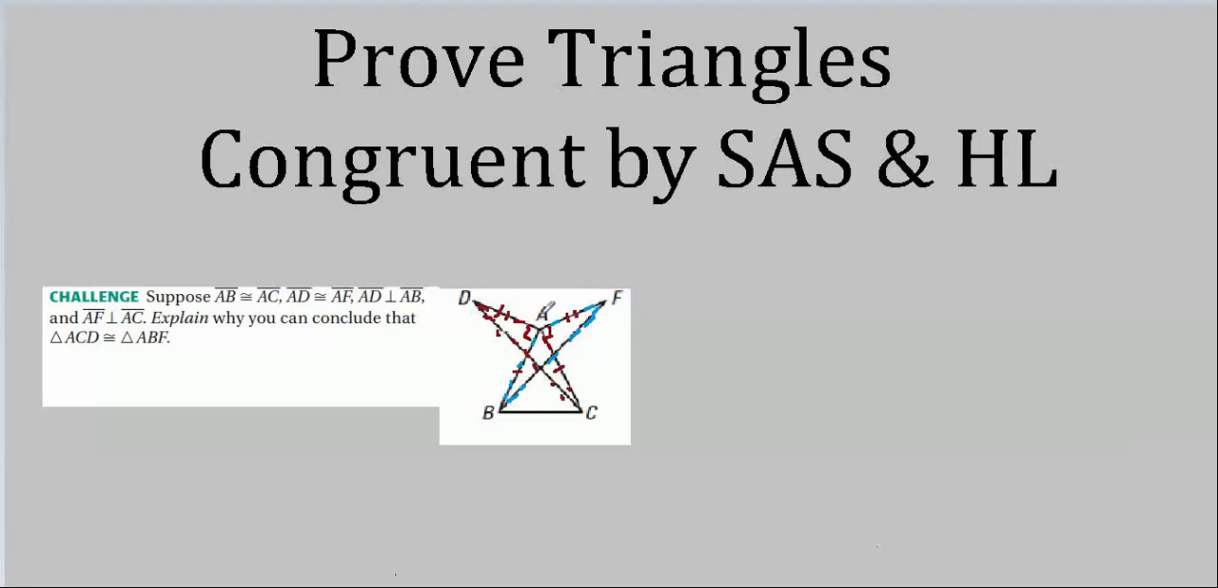Triangle ACD, that's this big one here, and then ABF, that's this one here. So you see we've got the long base here and the long base here, and then these two. So what do we have? Well, for this triangle here, we have that, and this one, this side is congruent to this side. This angle, this is a large angle here. It's an obtuse angle.